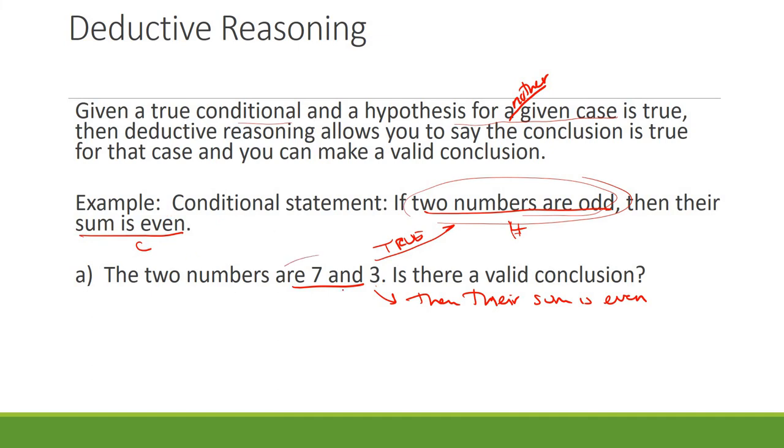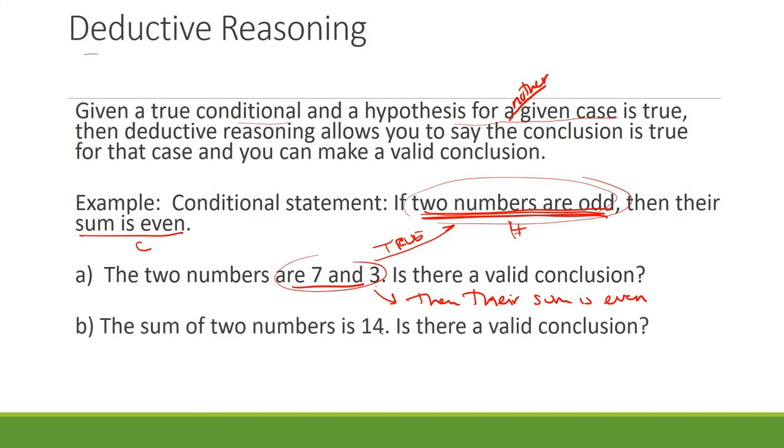I find another case that is the same as this hypothesis, two odd numbers, and therefore by deductive reasoning, I can conclude that their sum is even. This statement is true. Two odd numbers, their sum is even. I found two odd numbers, and I can conclude that their sum is even.